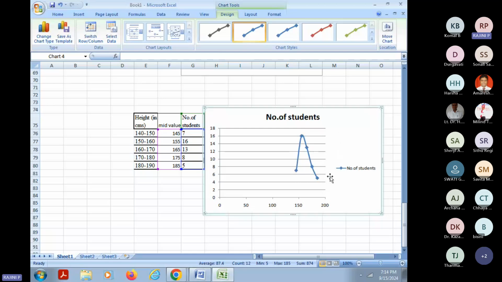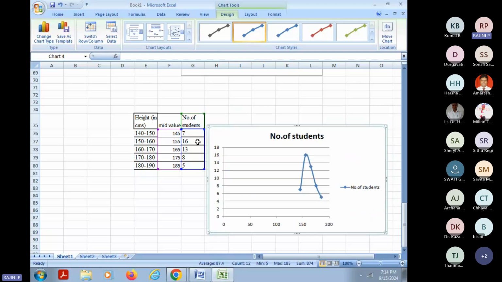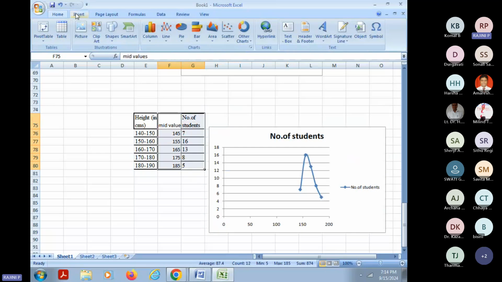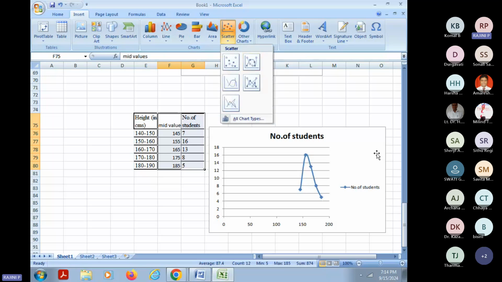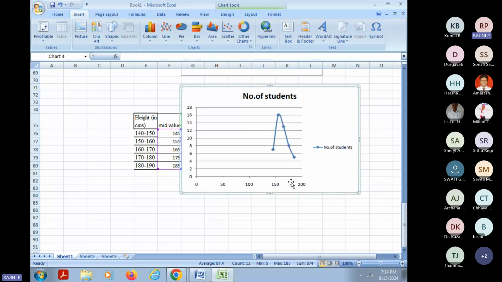Is it right? So this is the frequency curve. What is the frequency curve here? I have selected the mid values and the number of students. So after selecting this, go to Insert and then Scatter and then the second chart subtype. You'll be getting it. And I hope you know how to give the x-axis title and y-axis title. That I'm not telling you now.